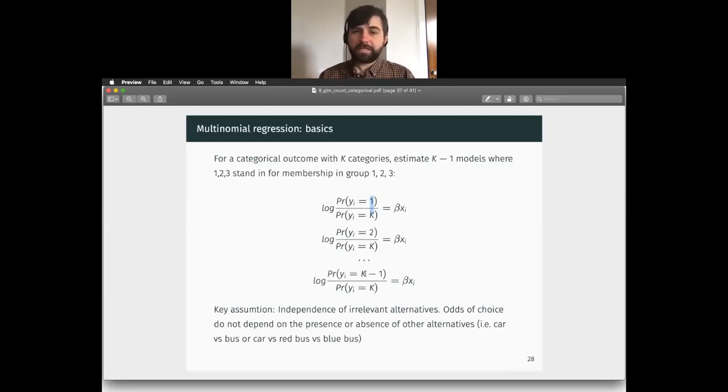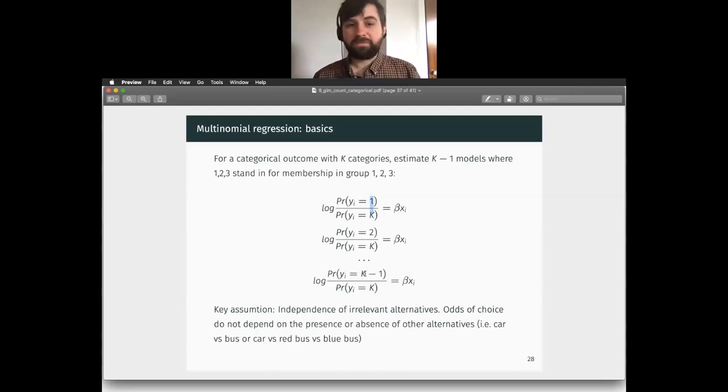The key assumption here is the independence of irrelevant alternatives. So the odds of the choice can't depend on the presence or absence of other alternatives, right? Like my choosing to ride a car or a bus depends on the presence or absence of a bus, right? If I'm in a place that doesn't have buses, then I can't choose to ride a bus. And if the buses are really good, then I might choose to use my car less often, right? So here we need to think that the choice set doesn't depend on one choice being there or not being there. Don't worry too much about that assumption.